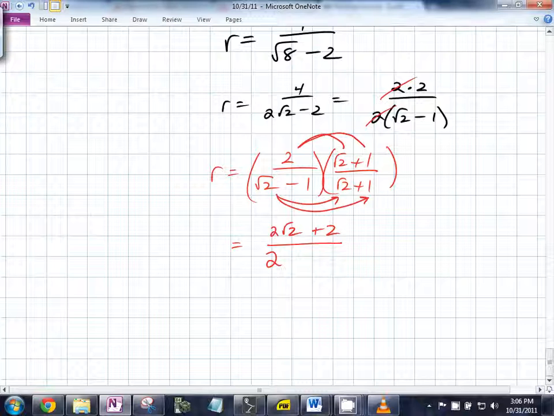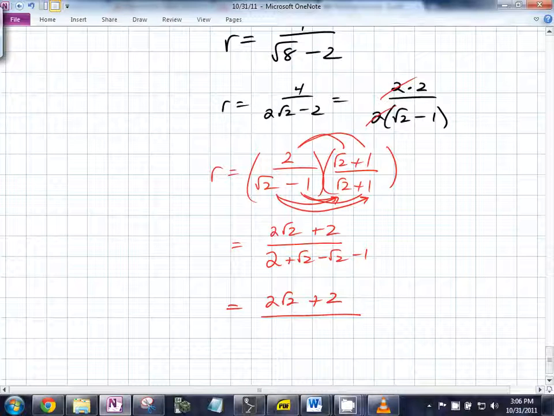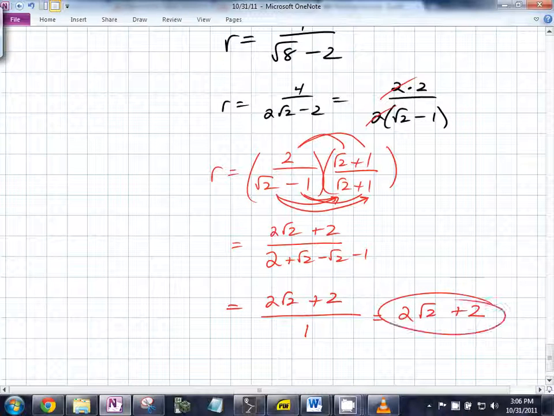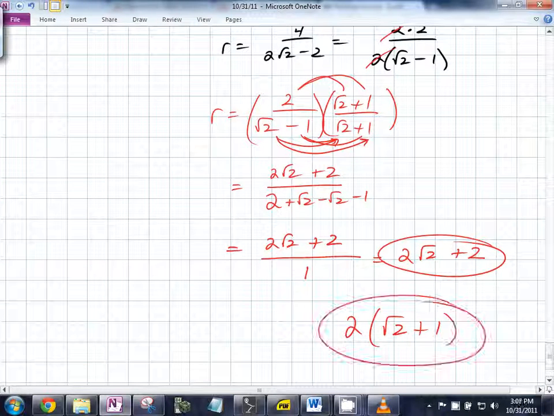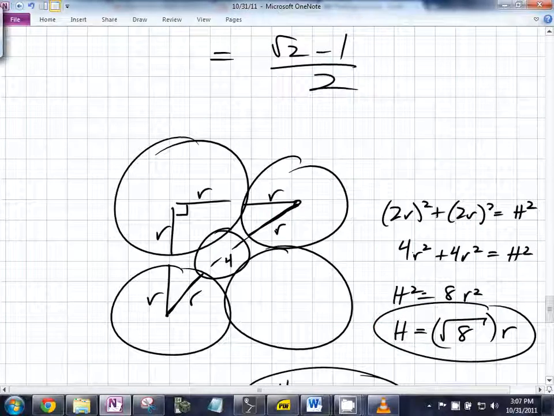So what do you actually end up with? 2 root 2 plus 2 all over what? 1, which is just 2 root 2 plus 2. How many people got that? One big kid way to write it would be 2 times root 2 plus 1. That's another way to write it. Did you get that? Awesome. Cool. So you understand how we set that up? Kinda, maybe, sorta? Okay. Good.